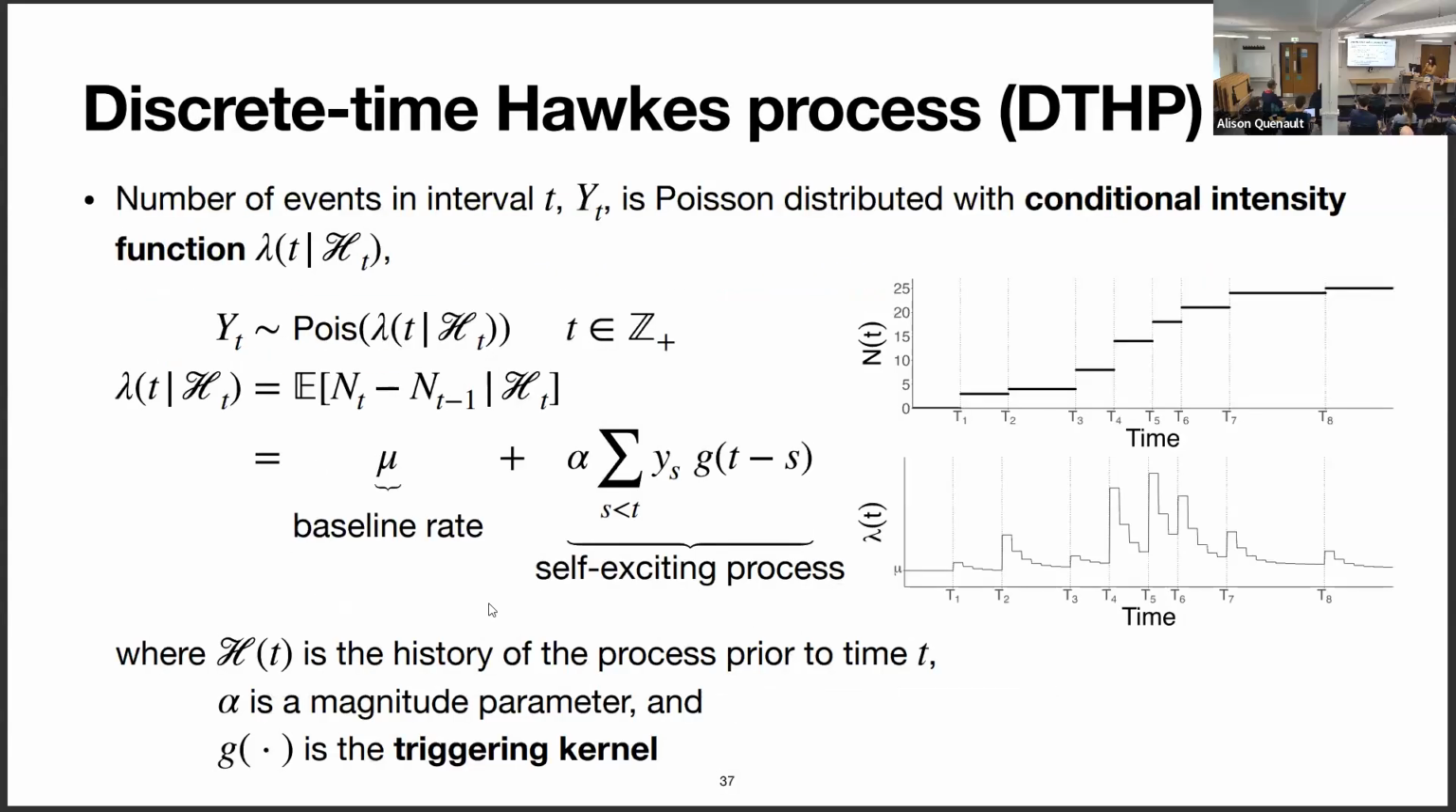And so in our case, we're assuming that the size of these jumps, Y_t, is Poisson distributed with conditional intensity function lambda, where lambda is conditional on the events that have happened in the past. And this lambda is basically the expectation of the size of those jumps. And we break it up into two processes. So the first is the baseline process. So this is the rate of events that we would expect to occur independently of each other. So if you had a Poisson process and ignored the second term, that's what we have.